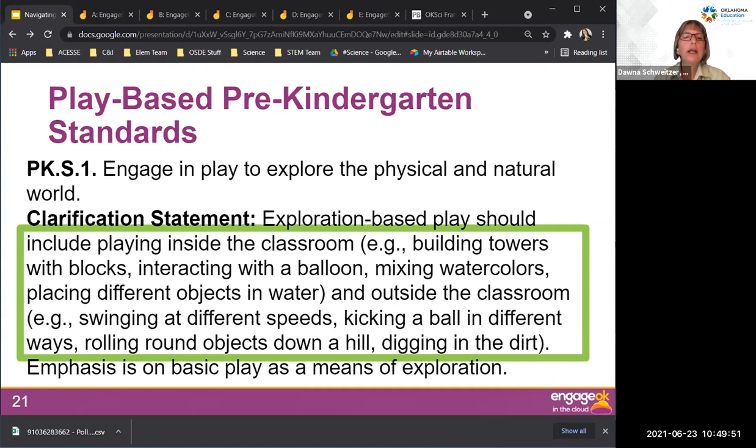But in addition, we wanted the clarification statements to assist pre-K teachers with what that play base might look like in the classroom and what students should be doing. So we've highlighted here in the green box the particulars of that, which could include building towers with blocks, interacting with balloons. And again, it's not meant to be inclusive, but just some suggestions for those that might be grappling with, well, how do I begin to make that happen in a pre-K classroom?